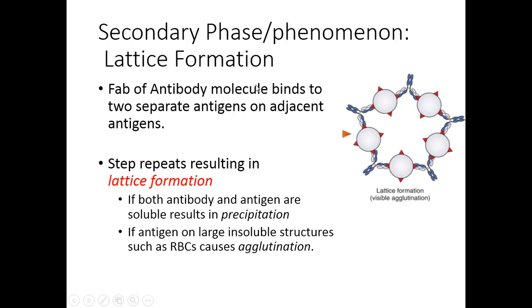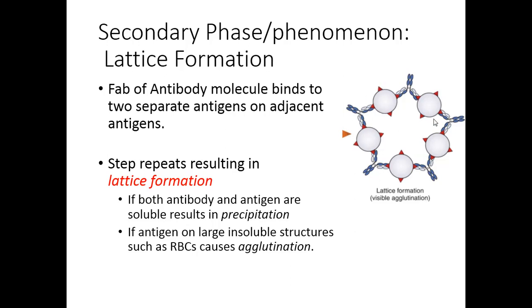So once we get the first sensitization, then the antibody's binding starts to repeat, and the second FAB region of an antibody can bind to an epitope on another antigen.